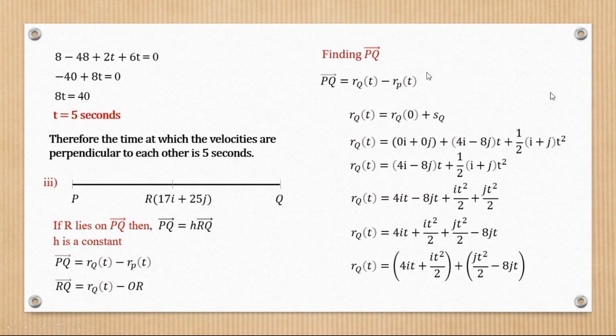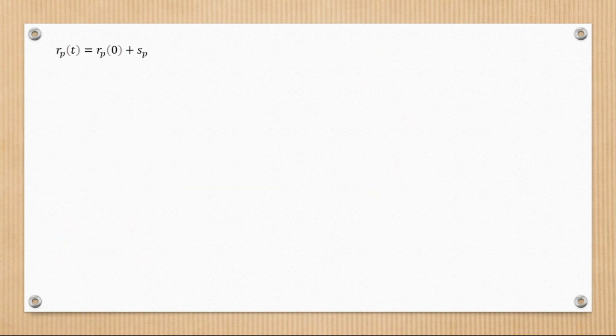Now next I have to find what RPt is. RPt shall be equal to RP0 plus SP, which shall be 0i plus 0j plus 2i plus 6j times t plus a half times 0 times t squared. Remember at position P that it was moving at constant speed from the origin, so we have its acceleration as 0. So RPt shall be equal to 2i plus 6j, times t.